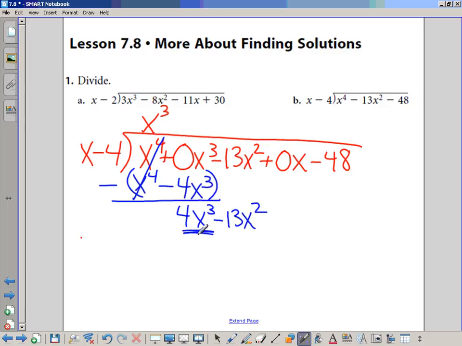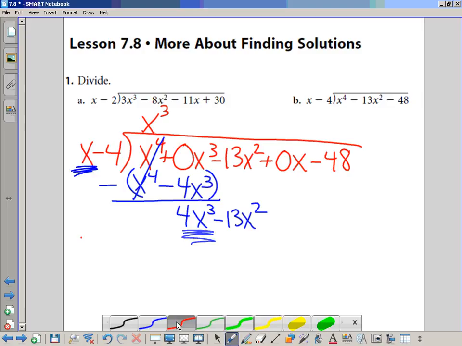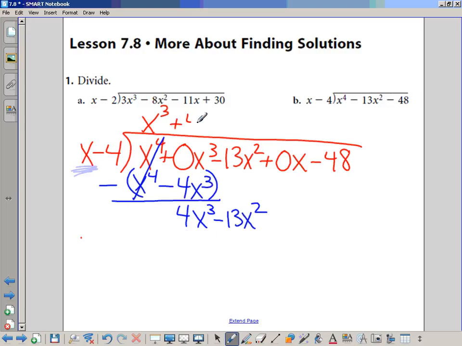Again, focus on the lead term and the lead term. What would have to be up there? 4x squared. 4x squared times x is 4x cubed. Negative 4 times 4x squared is negative 16x squared.